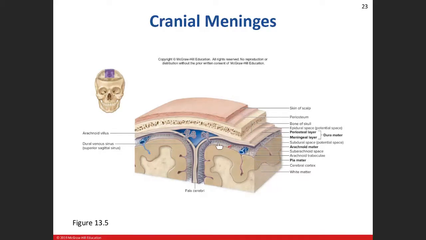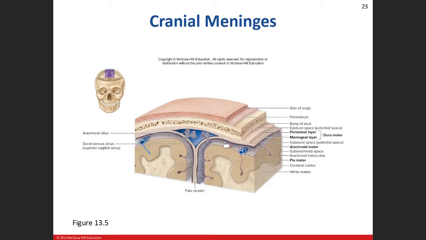Okay, that's the subarachnoid space. It's not potential, because cerebrospinal fluid flows in there. This is where your cerebrospinal fluid is, and you have blood vessels in here. Then on the other side, here's the arachnoid mater. Then on the other side, you've got your subdural space right here. Now that is a potential space.